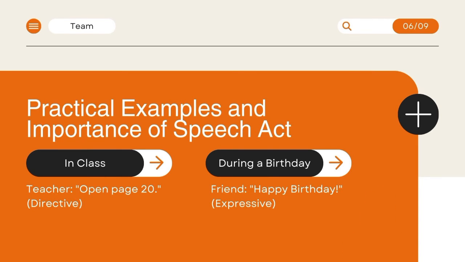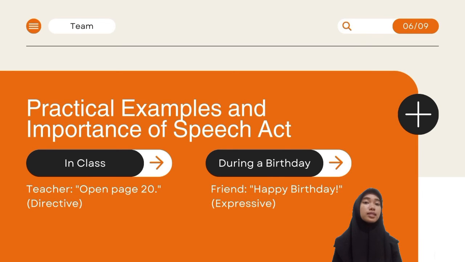And another example can be found in social situations, such as celebrating a birthday. When someone says happy birthday, it is an expressive speech act. Here the speaker is sharing their feelings of joy or goodwill toward the person celebrating their special day. It is not just about the words, it is about creating a positive connection and expressing care or happiness.